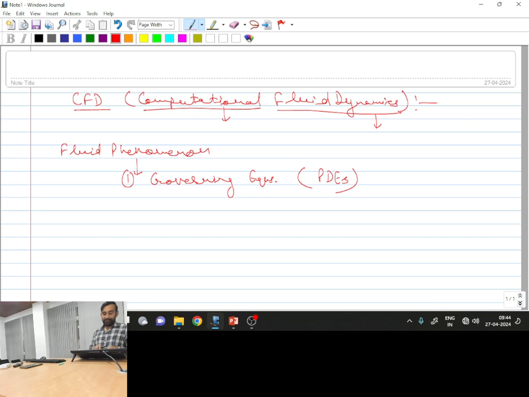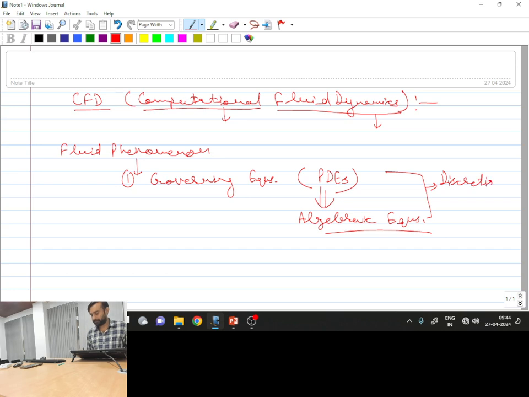So now, if I have to solve these equations which define any particular fluid phenomenon, then first I need to convert these equations to a form which is understood by computers. Okay, so computers only understand algebraic equations. So it means these PDEs I now need to convert into algebraic equations. Okay, so that is the first part. So the process of conversion of partial differential equations into algebraic equations is something which is called discretization.